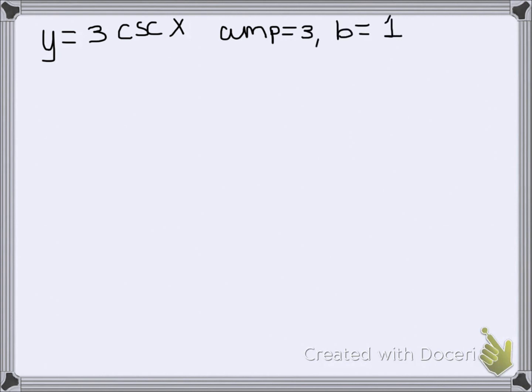Okay, so your problem is going to be y equals 3 cosecant x. The amplitude equals 3. The b equals 1. And the period for cosecant is 2 pi over b, which is 2 pi over 1 in this case, so it just equals 2 pi.